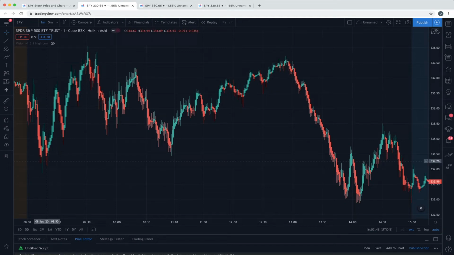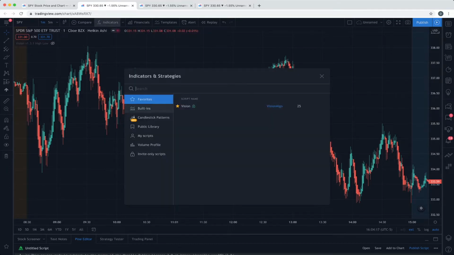What we're going to go over today is another question that we get a lot, and that is the SPY options call strategy that I use. It's very simple. There's only two things that you're going to need. One, we're going to need Vision, and another is we're going to need a VWAP indicator.